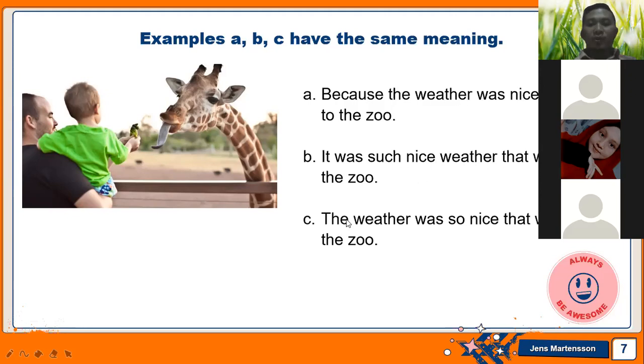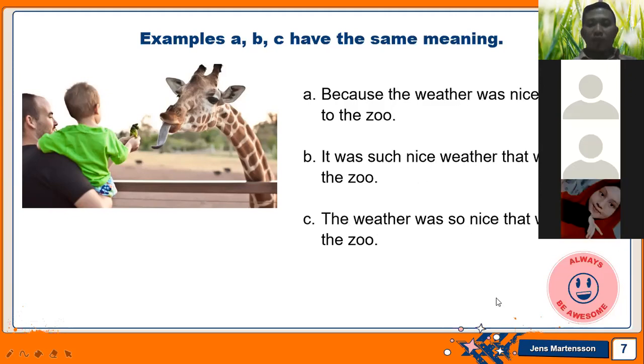So, the weather was so nice that we went to the zoo. We're using so here too. Now have a look at the difference between the sentences. Let's talk about A, B, and C. Those sentences have the same meaning, artinya sama. But the difference is the structure. Here we don't use any conjunction, and here we use such. When we use such, this is the form of the sentence, and when we use so, this is the form of the sentence.